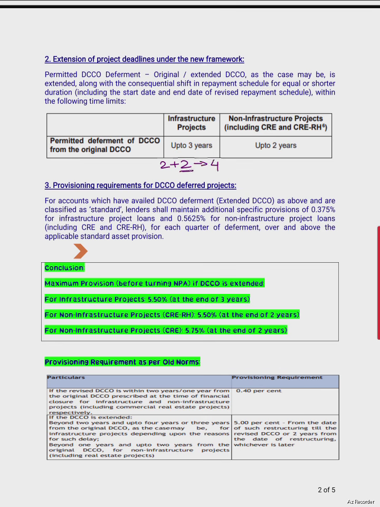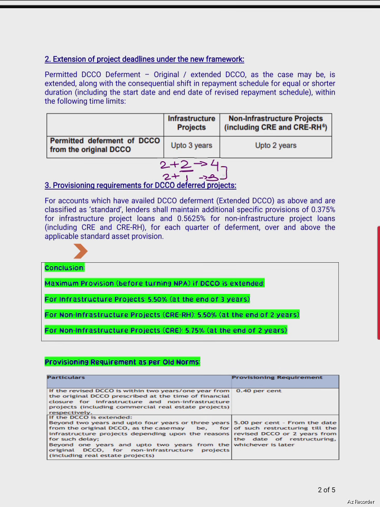In these 2 years the asset was considered as restructured, but still it was standard only, but provisioning norms were different. And for any other reason which was beyond the control of the project owner, 1 year was there. So a range of 3 to 4 years was allowed as per the previous norms.